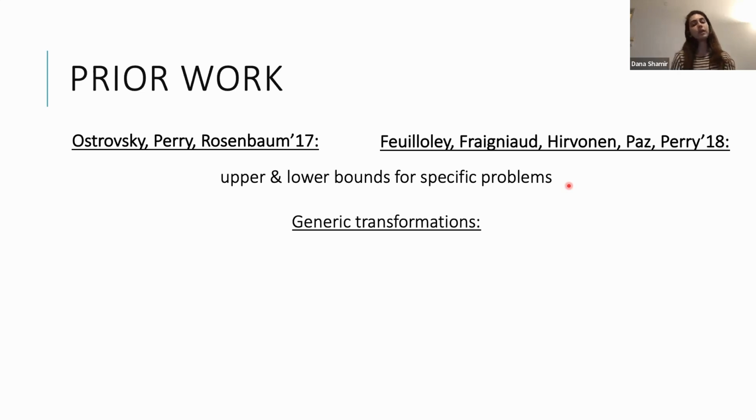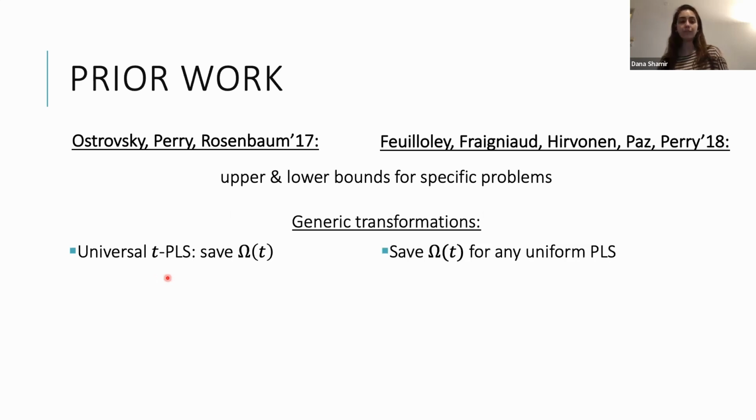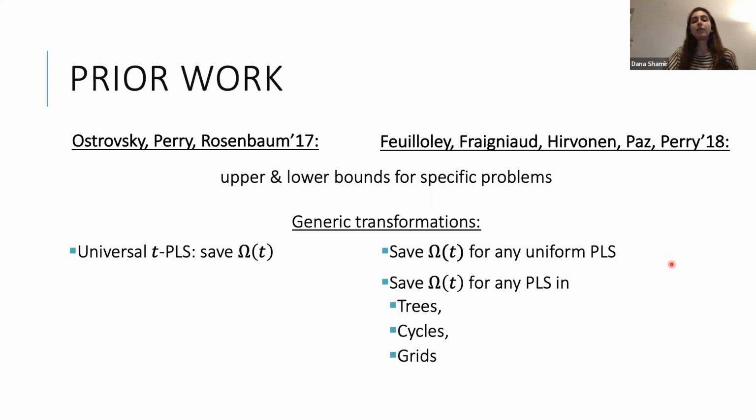But generic transformations that were done: Ostrovsky et al. showed that for a universal PLS, if I use a TPLS instead of a 1PLS, I can save a factor of T. The universal PLS is a PLS where the certificates are the entire graph, so this is a PLS that can actually solve any predicate. And Feuilloley et al. showed that for any uniform PLS, we can save a factor of T when using a TPLS instead of a PLS. A uniform PLS is a PLS where all the certificates are the same; the prover gives the same certificate to all the nodes. And another thing they showed is that you can find the trade-off for any PLS in specific graphs: trees, cycles, and grids. So for these graphs, for any PLS, you can save a factor of T when transforming it into a TPLS.